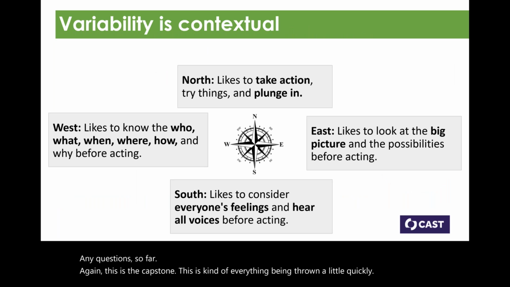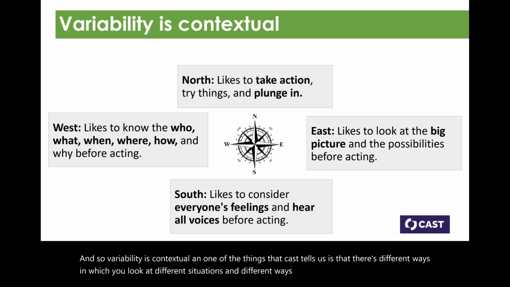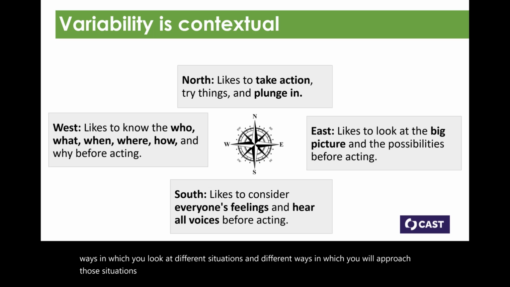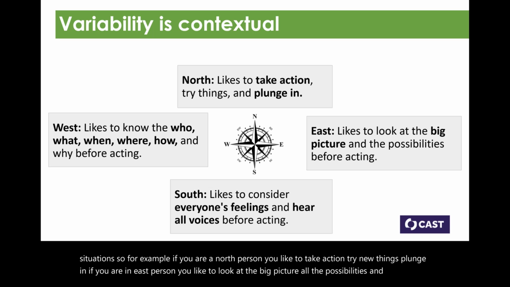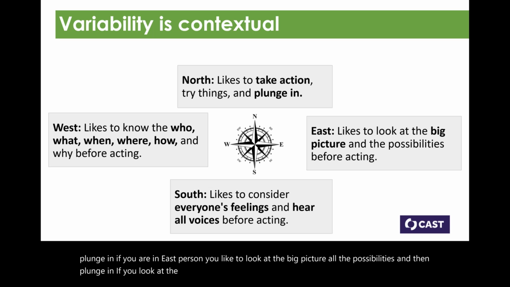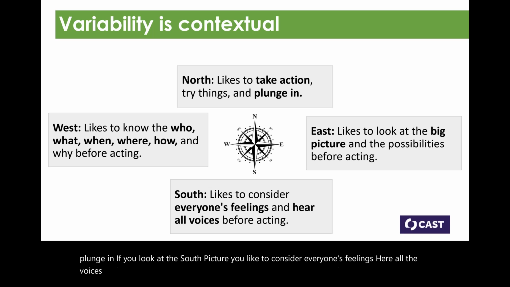And so variability is contextual. And one of the things that CAS tells us is that there are different ways in which you look at different situations and different ways in which you will approach those situations. So for example, if you are a North person, you like to take action, try new things, plunge in. If you are an East person, you like to look at the big picture, all the possibilities, and then plunge in. If you look at the South picture, you like to consider everyone's feelings, hear all the voices, and then take action. And if you're from West, you like to know the who, the what, the when, the where, the how before acting.